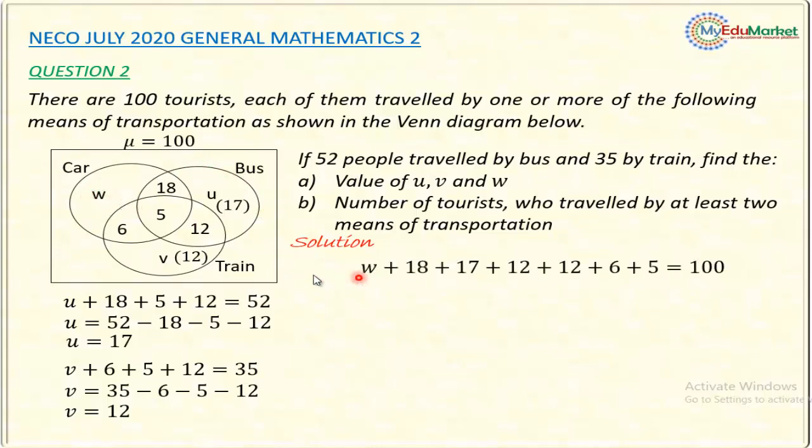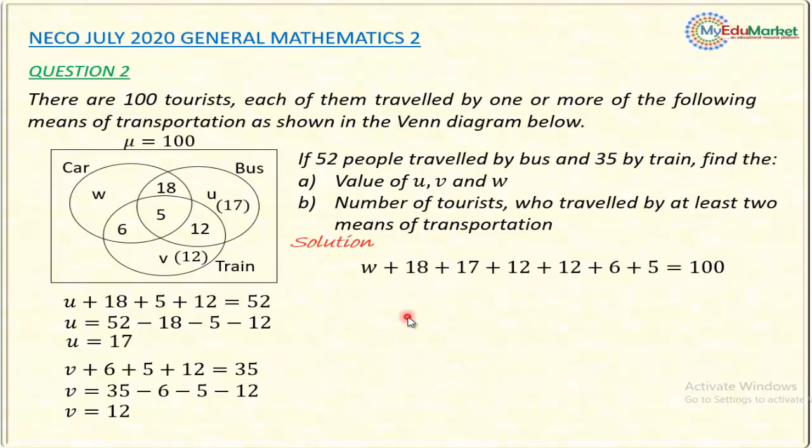So I'm going to have W plus 18, this 18, plus U, but U is now 17, so plus 17, plus 12, this 12, plus 12, that is V, plus 6, this very 6, plus the 5, then the answer must be equal to 100. I'm totaling each and every person in this Venn diagram to get 100.